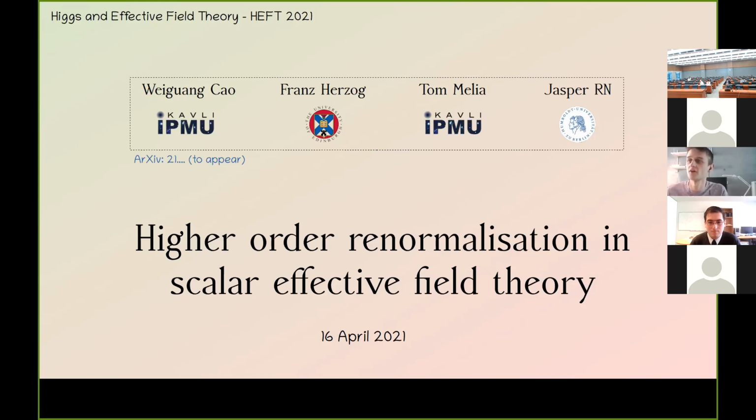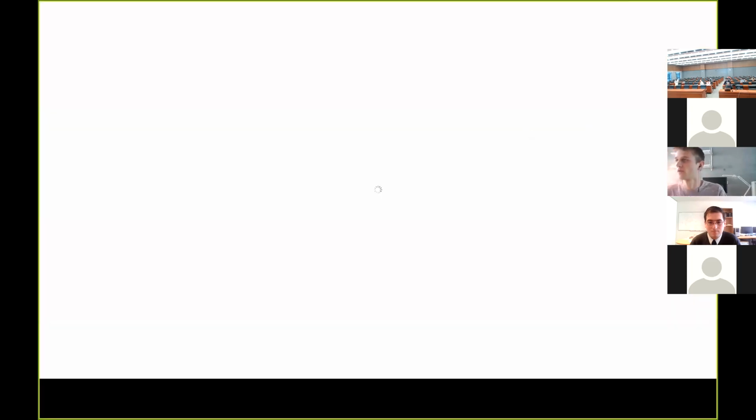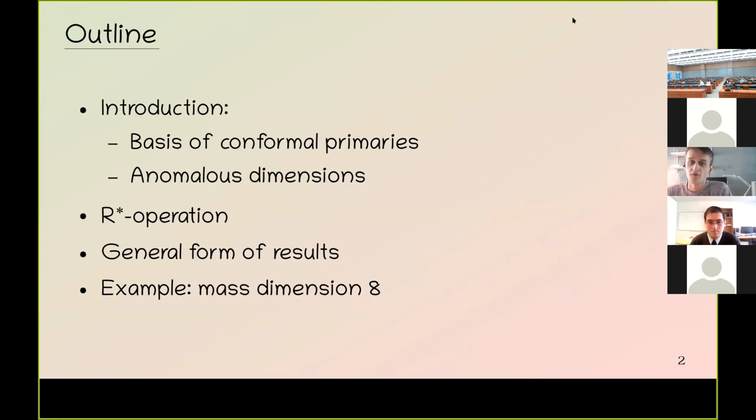So in this talk, I will first introduce this basis, the primaries. I'll introduce also quickly anomalous dimensions, but I hope you're familiar with this. And then I'll describe our main method that we use to obtain the counterterms, and from there, the anomalous dimensions, which is the R star operation.